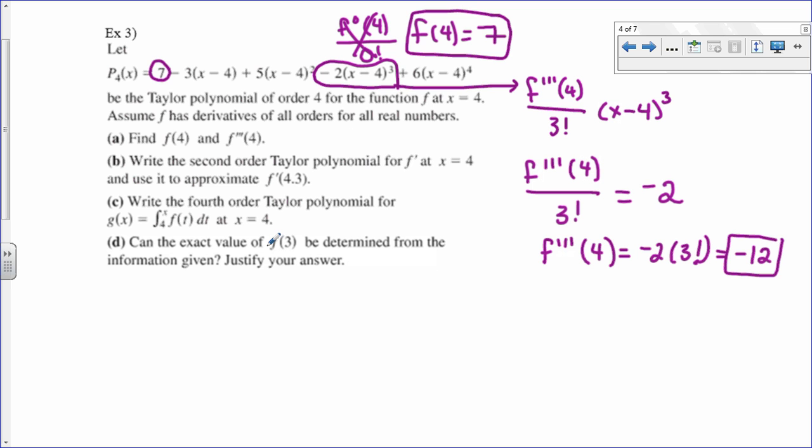In other words, the derivatives are hidden inside the coefficients of each of the terms, okay? If you wanted, say, the fourth derivative at 4, you would say, okay, my fourth derivative at 4 is part of this 6. So 6 equals the fourth derivative at 4 over 4 factorial. So I just do 6 times 4 factorial, and that would give me the fourth derivative if I wanted it.